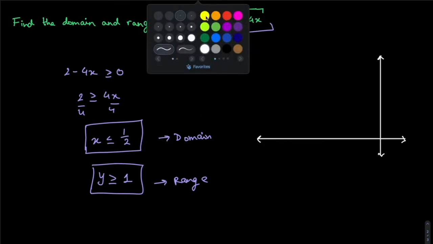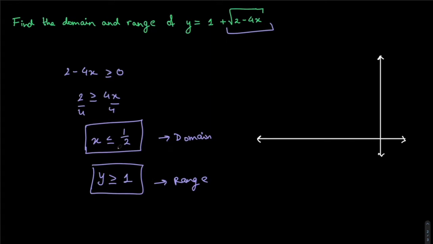So my starting point is going to be half comma 1. If this is 1, my half is going to be here, my 1 is going to be here. So this is 1, 1. So half comma 1 would be right here, and from here my function would go something like this. Essentially this would be my function, y is equal to 1 plus the square root of 2 minus 4x. Let's look at a few more examples.